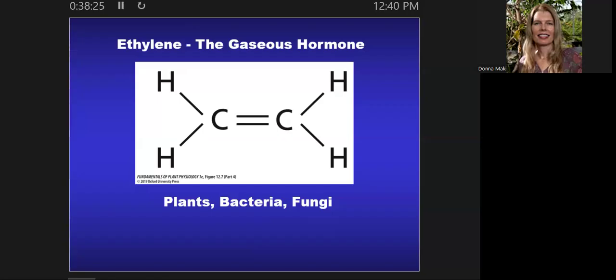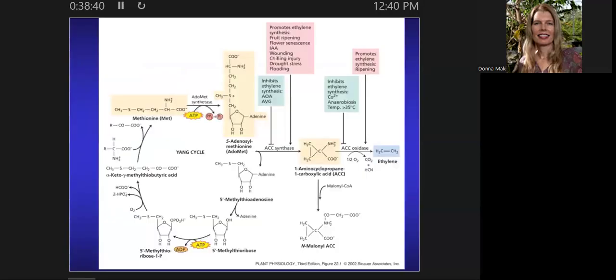And I'll get into how these hormones work, what they do for the plant in a little bit. But ethylene is very important in a stress response behavior. Lots of different stresses will trigger ethylene, and then ethylene gets involved in a signal cascade. So here's the big Yang cycle for ethylene production. I don't expect you to memorize this. There's a couple key things though I want you to know.